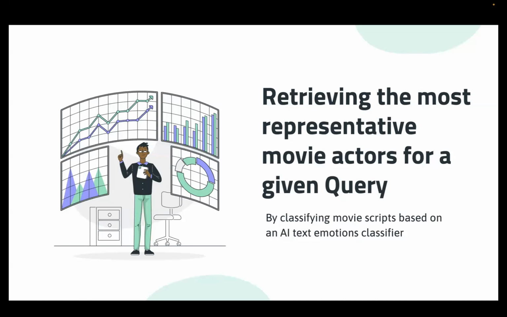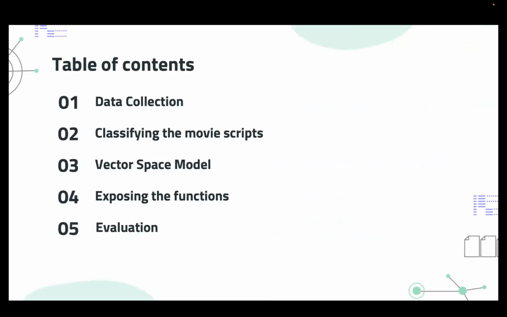So we are group 8 and we have question 4. I think we are the only group who took question 4. Our topic is retrieving the most representative movie actors for a given query. For example, if you search for love, you want to get Scarlett Johansson at the top. And that's our table of contents.